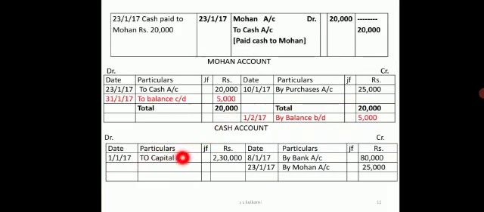Next you are having cash account, already capital and bank is appearing. The next entry has to be entered on 23rd, that cash account is credited to Mohan's account by paying him 20,000. So there is a mistake here also, it should be paid as 20,000.